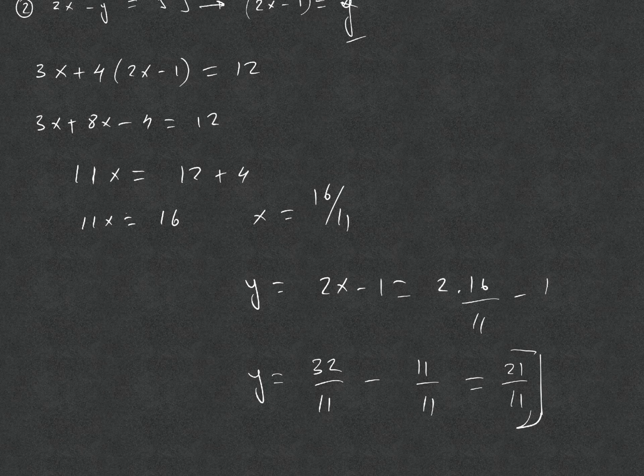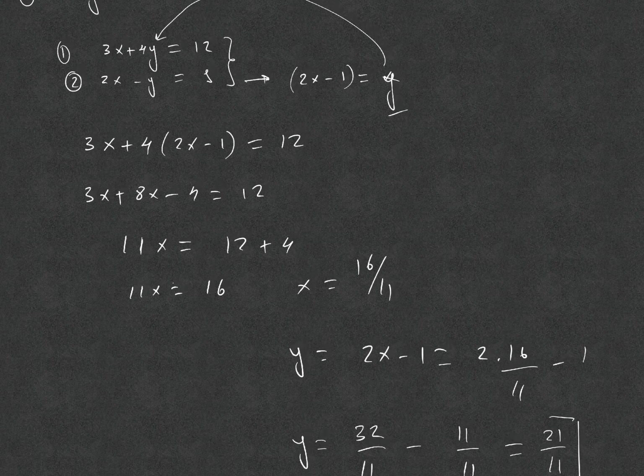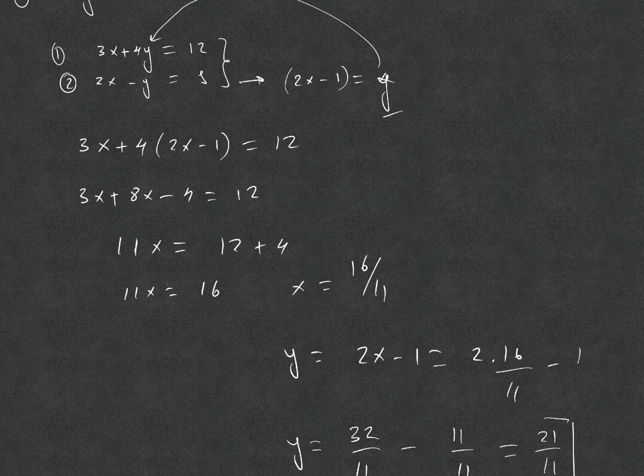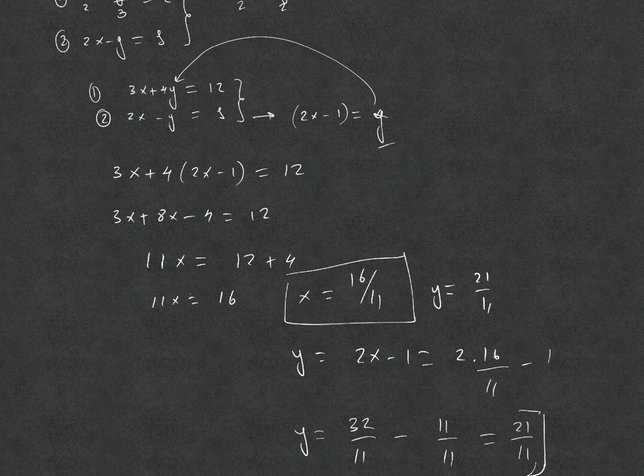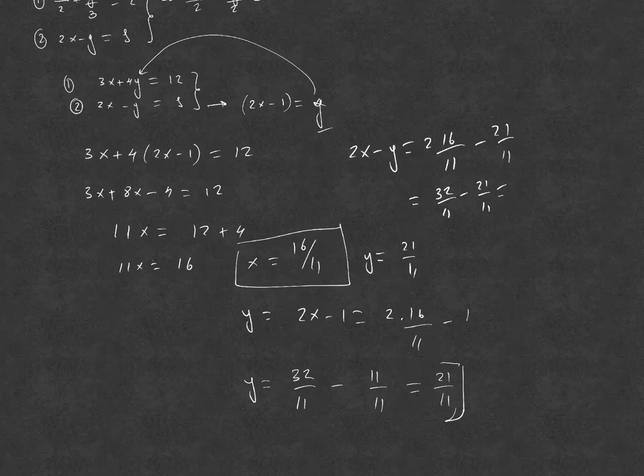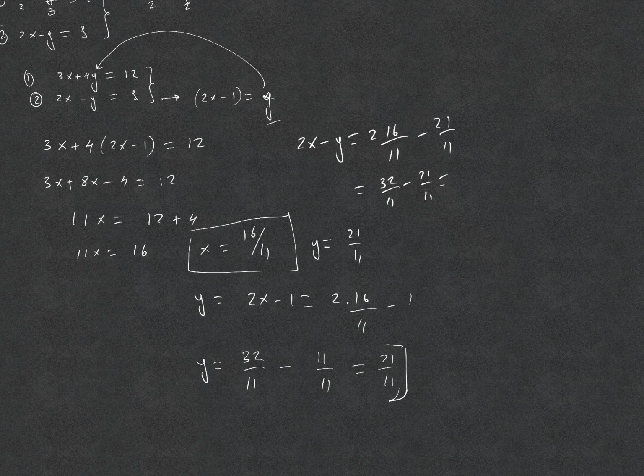If I didn't make any mistake, I can check it. So the x is 16 divided by 11. The y is 21 divided by 11. So I can go to the second equation and say 2x minus y. It will be 2 times 16 divided by 11 minus 21 divided by 11. And this is equal to 32 divided by 11 minus 21 divided by 11.